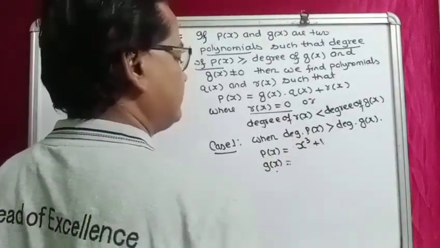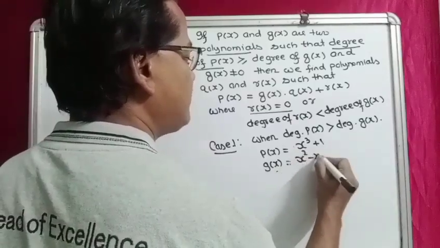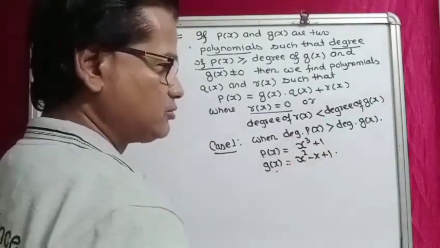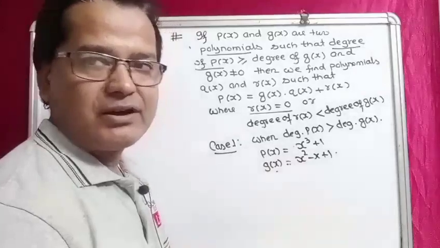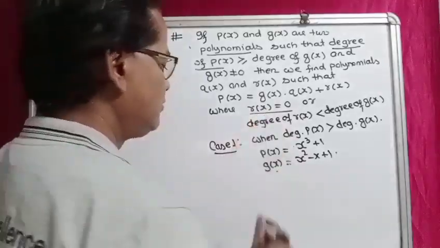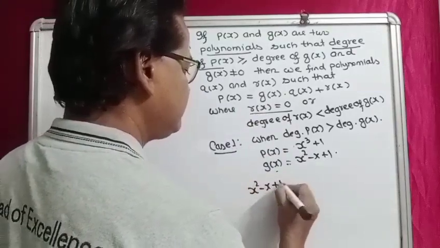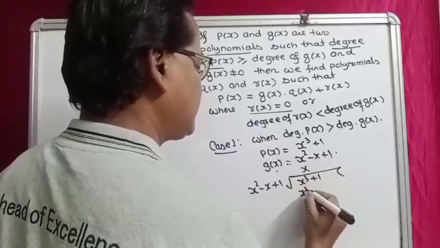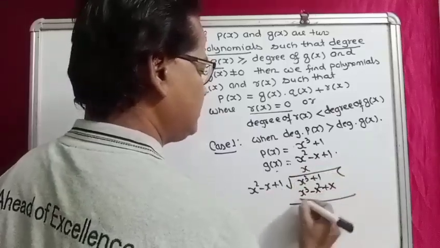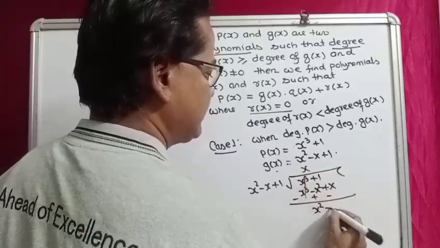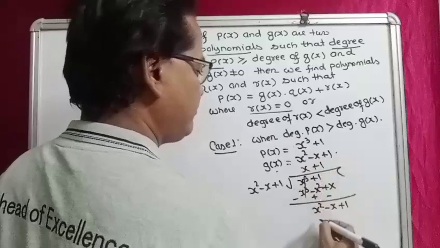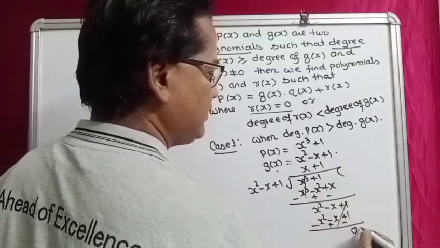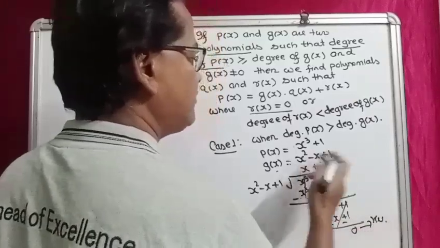Suppose x cube plus 1 and I am taking g(x) as x square minus x plus 1. I know that this is a factor by the identity, right? It is a factor of this one. So by the factor theorem, if it is a factor, then definitely remainder will be 0. We should get this one. So check it by the long division method. It is x cube plus 1, x here. So x cube minus x square plus x, minus plus minus, x square minus x plus 1, plus 1, x square minus x plus 1, minus plus minus, cancel. See, again we are getting r(x) as 0 since it was a factor.